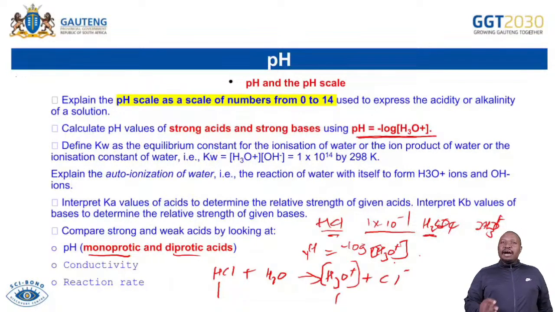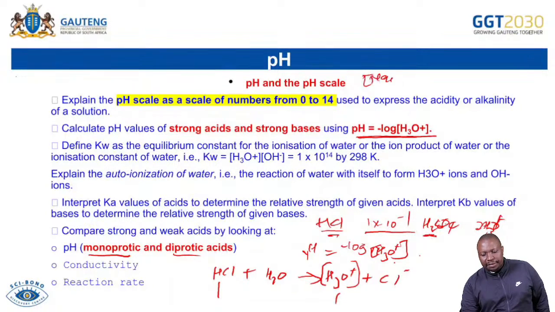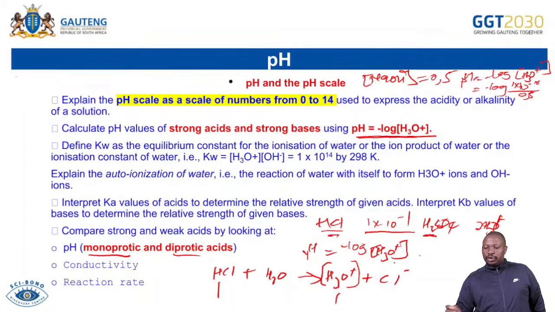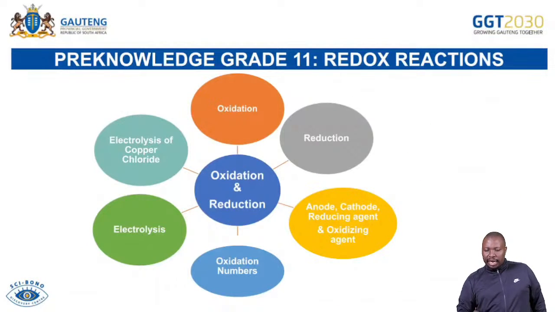And then when it comes to the question where you are given the concentration, say, of sodium hydroxide, which let's say is 0.5, your responsibility there is to use the Kw. You can say pH equals minus log the concentration of H3O plus, then you use the Kw, that is 1 times 10 to the power of minus 14 divided by 0.5. So if you do that, you will be able to get the correct answer.